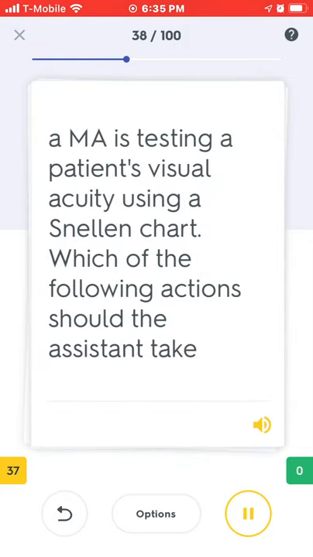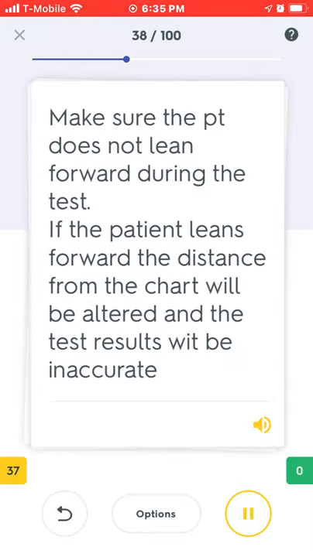A MA is testing a patient's visual acuity using a Snellen chart. Which of the following actions should the assistant take? Make sure the PT does not lean forward during the test. If the patient leans forward, the distance from the chart will be altered and the test results would be inaccurate.